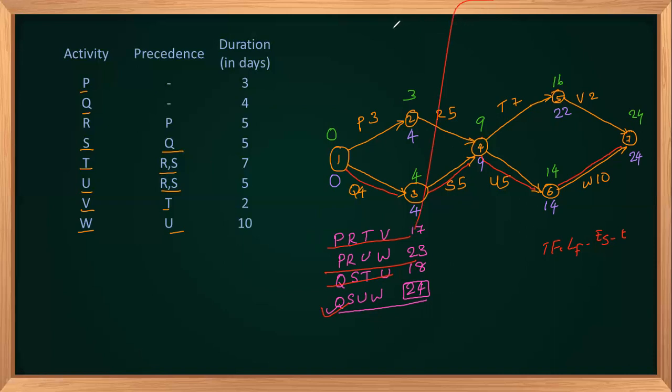Suppose if there are multiple paths, multiple means like 5, 6, or 7 paths, then better go for the forward pass and backward pass to get the slacks and to get the critical path. Okay.